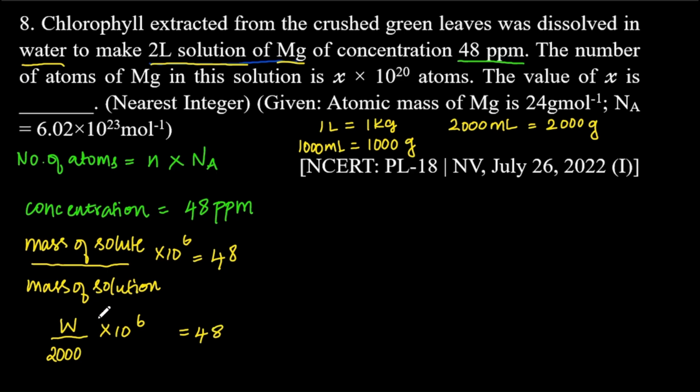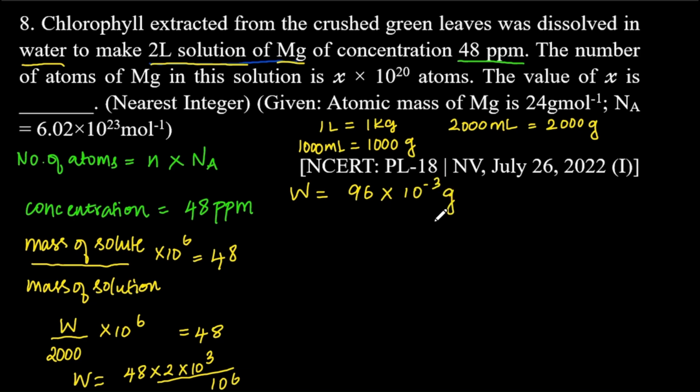So with this we can find W. W is equal to 48 into 2000. This 2000 we can also write as 2 into 10 power 3, the whole divided by 10 power 6, because this 10 power 6 will go to the denominator. So you will get the mass of solute as 96, and when you cancel the power you will get into 10 power minus 3 gram. So this is the mass of solute.